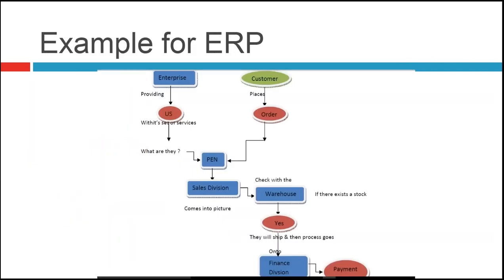Take an example of ERP. If a customer places an order to manufacture 1,000 pens, the sales division comes into the picture. The sales division will check whether the stock exists in the warehouse or not, and if it exists, they will ship and process the goods to the customer. When they are delivering the goods, the finance division comes into the picture, provides the invoice to the customer and takes the payment. Correct? This is a very simple process which I explained in the company.